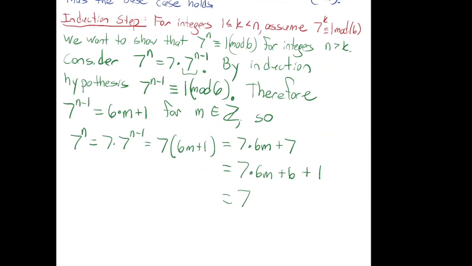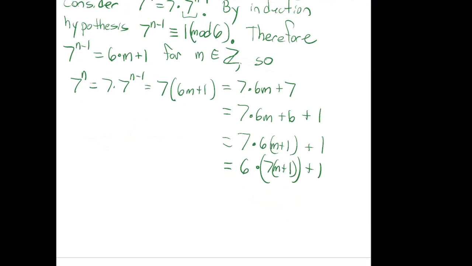So I could write this as 7 times 6 times m plus 1, plus 1. I could just pull the 6m and the 6 together. And so now I've got it in the form of 6 times some integer plus 1. And so that was the goal.